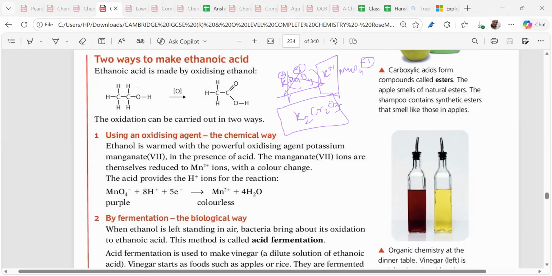Just for a minute. Yeah, please guide this thing. What? Please guide me. You're saying something? Yeah, potassium.